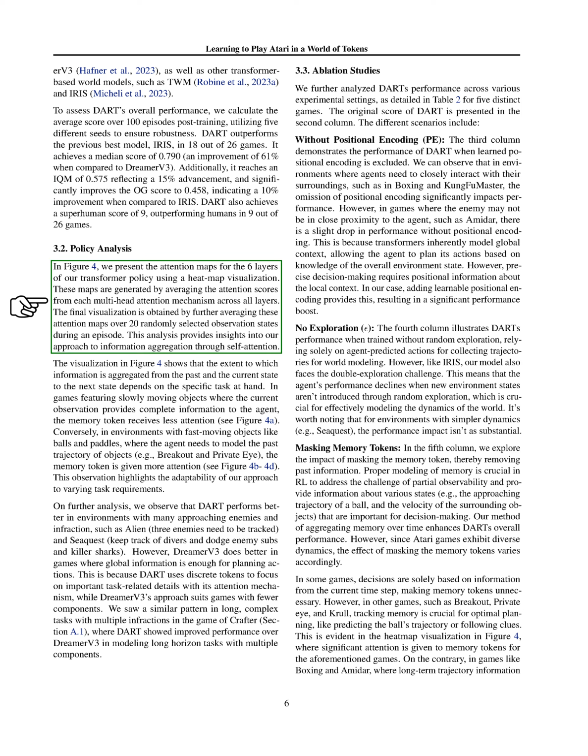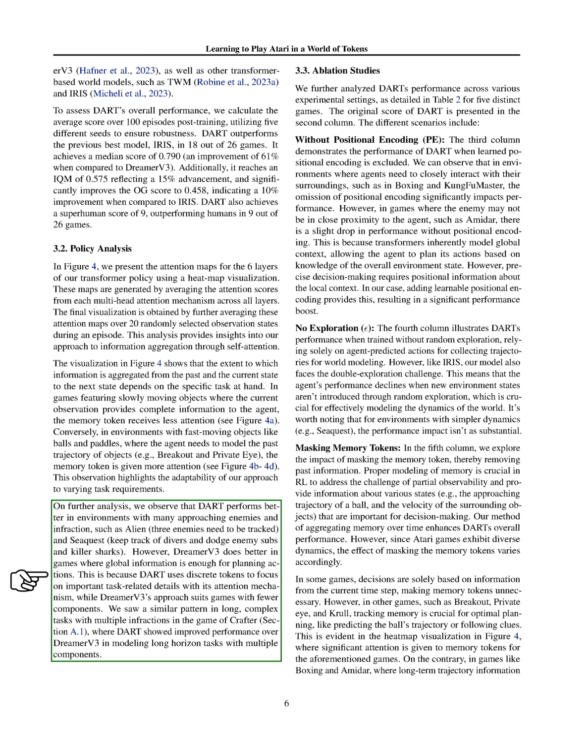We also analyzed the attention maps of our transformer policy, showing how information aggregation through self-attention varied based on the task requirements in different games. DART excelled in games with many approaching enemies and complex tasks, while Dreamer v3 performed better in games with simpler components and global information sufficed for planning actions.